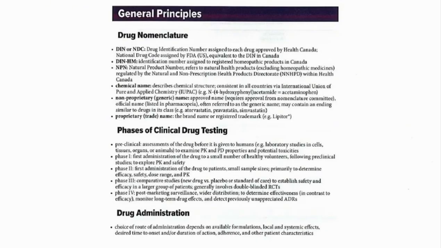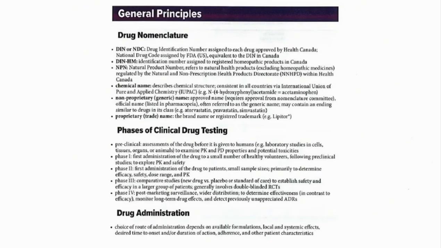In the United States, the equivalent system is known as the National Drug Code, or NDC, assigned by the Food and Drug Administration, or FDA. For homeopathic products registered in Canada, a DIN-HM is assigned instead of a regular DIN. This specifically identifies licensed homeopathic medicines.